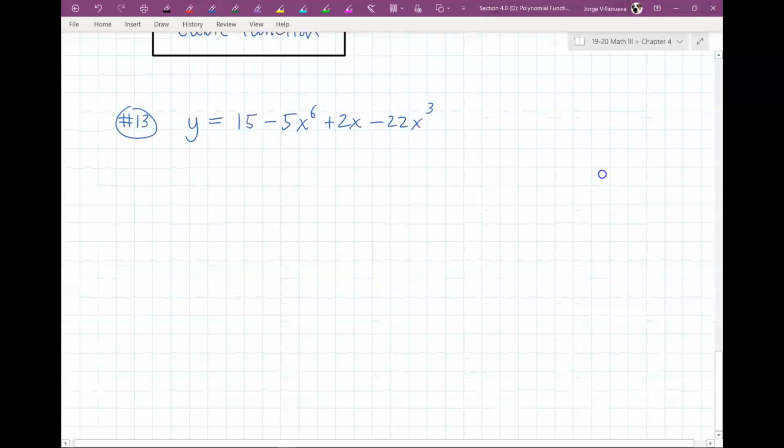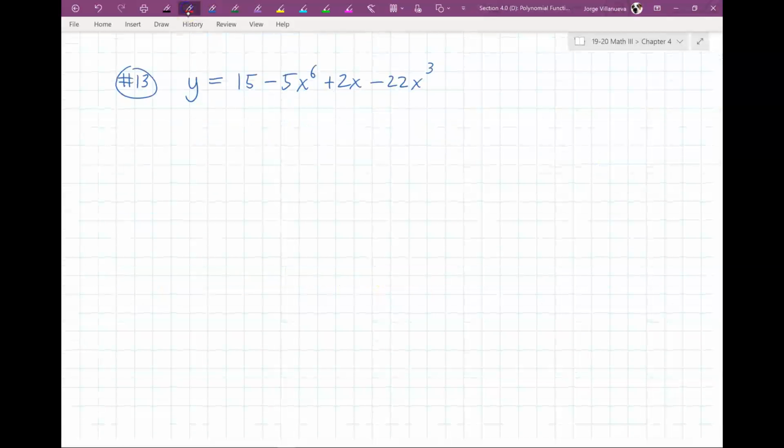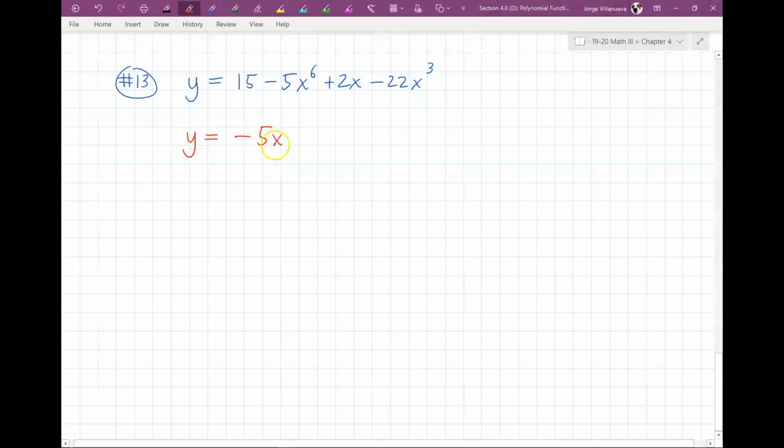So there's number 13. First thing I have to do is rewrite it in standard form, because it is not in standard form. It's all mixed up. I need the high powers and then counting down, right? So y equals negative 5x to the 6th minus 22x cubed plus 2x plus 15. Okay, so there it is, from high power to low power. So look at the highest power. Is it even or odd? Even.